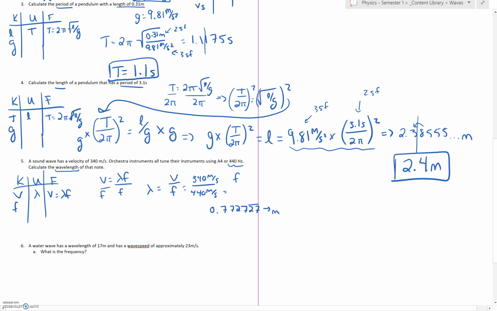Oh, what did I do here? Oh, I plugged in meters per second for frequency. Somebody probably caught that and started screaming at their computer. Well, kudos to you. Each of these values only had 2 significant figures. So that means my answer can only have two significant figures, which means I'm going to chug this down to 0.77 meters. That is the wavelength of that wave.